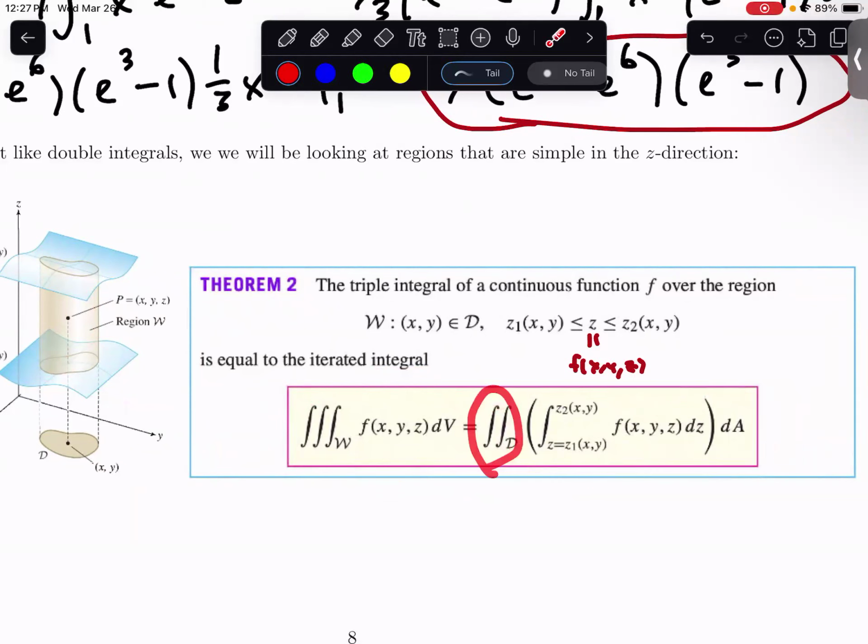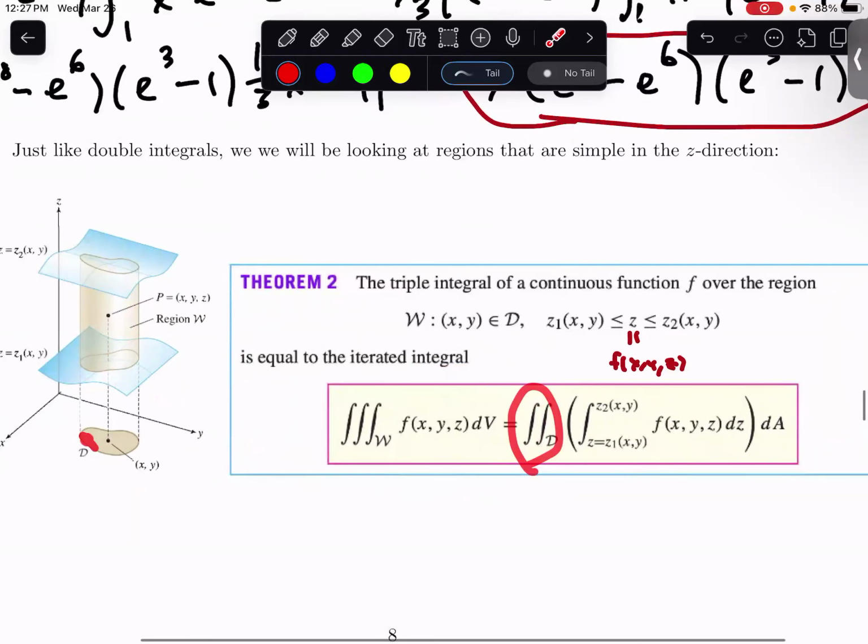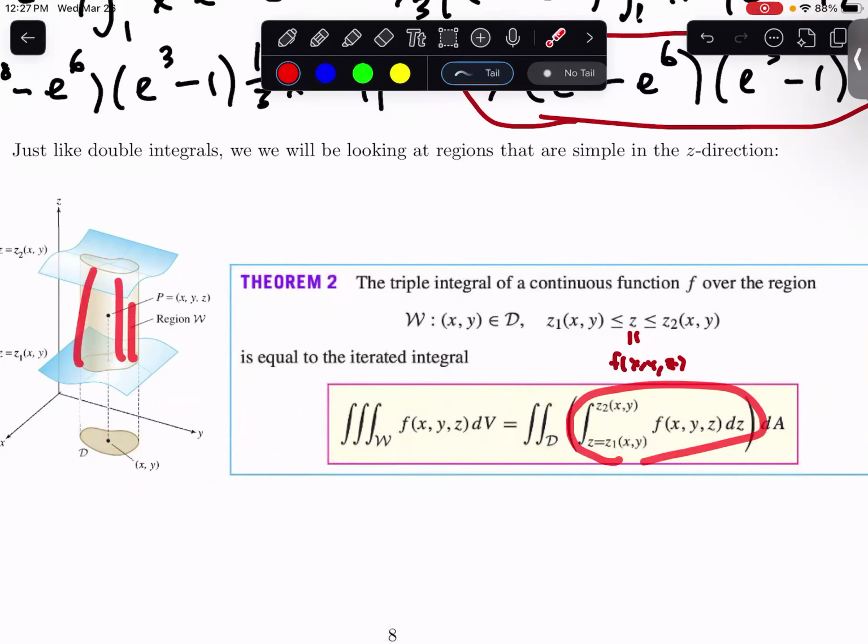So you have your double integral over D, right? If it's a double integral, it means you're out over the XY plane, like a 2D region of the XY plane. And then the third integral corresponds to this third dimension that we have here, right? So the lower bound is given by Z1, and then the upper bound is given by Z2. And so this is a function of two variables.